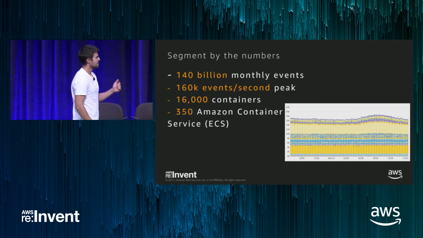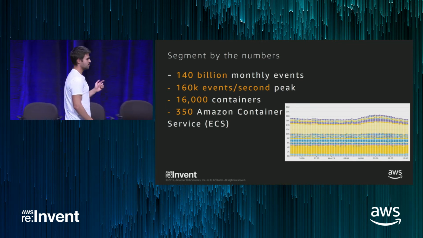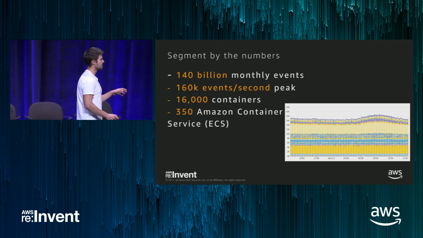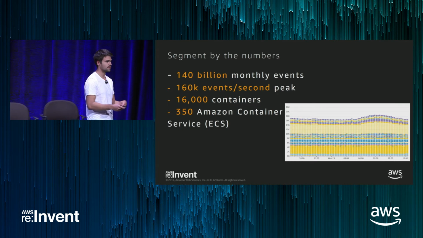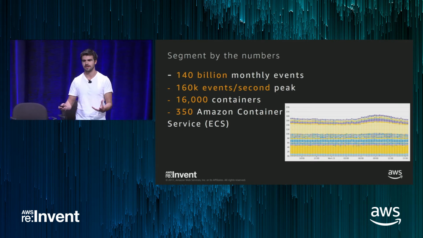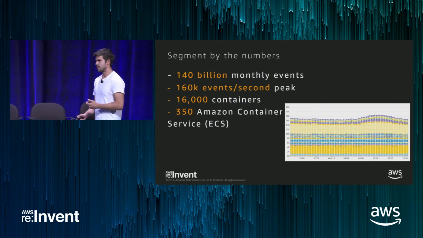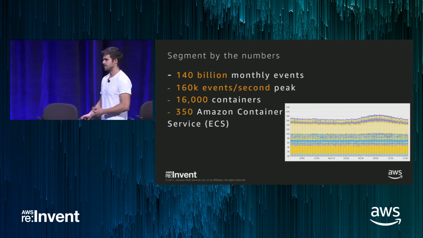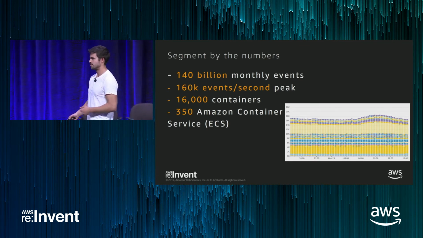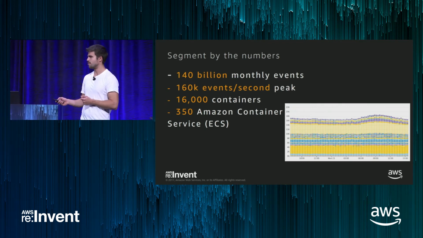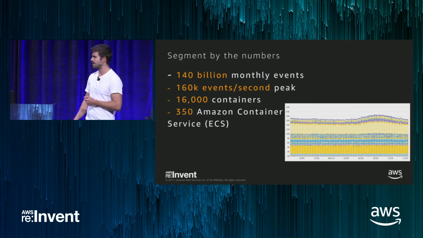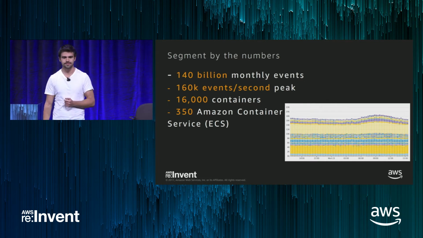That's awesome. At Segment, we are currently processing around 140 billion events every month. These are just tracking data that comes in via various web pages for thousands of customers on different websites across the web. We're currently processing about 160,000 events through our Kafka and streaming infrastructure at peak. And to do that, we're powered by 16,000 containers running across 350 ECS services.